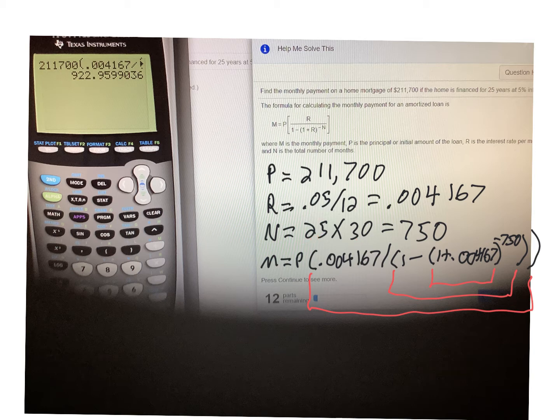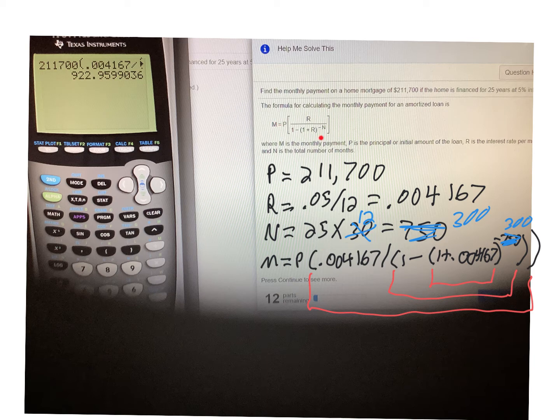Oops, that should have been times 12 there. Let me fix it. I messed up there. That should have been times 12, which that'll be, what, 300. So, yeah, it's 12 months in a year. I don't know why I put 30 there. 25 times 12, that's 300 months.